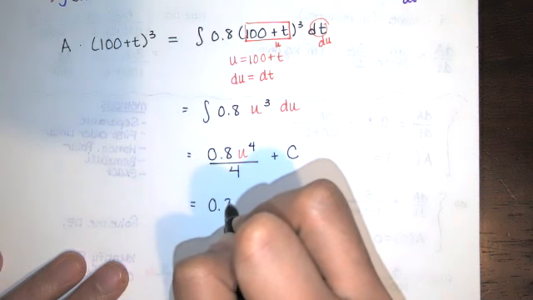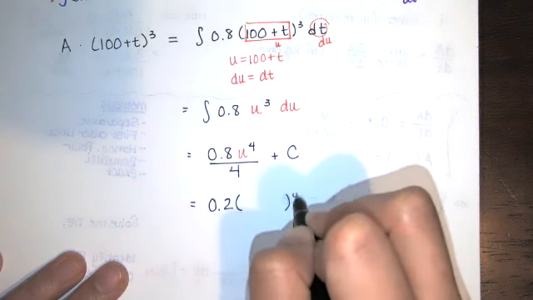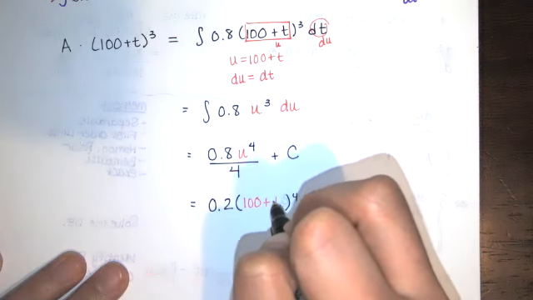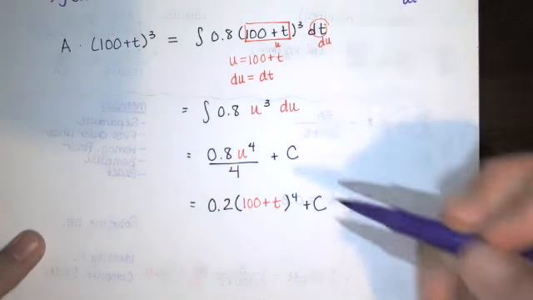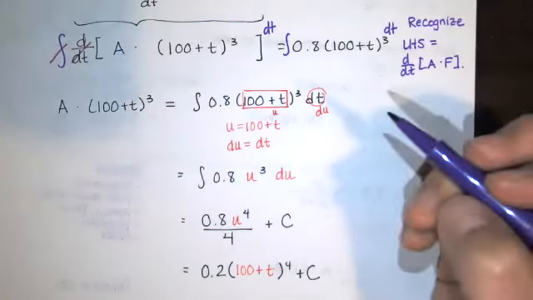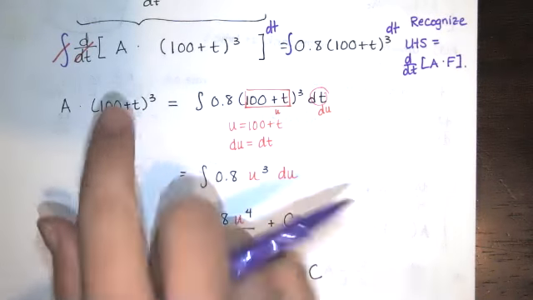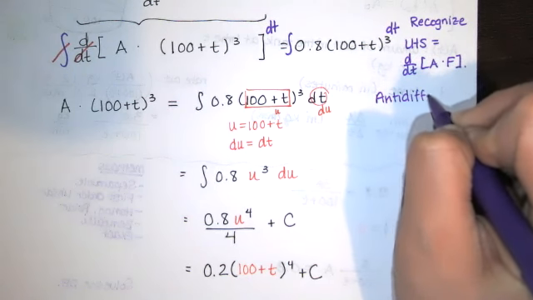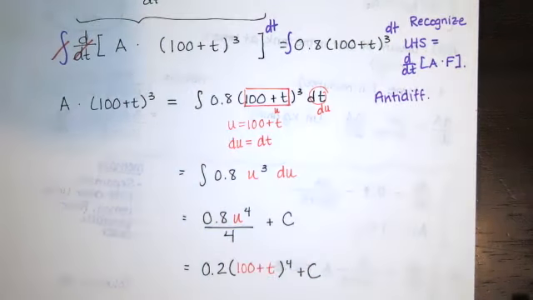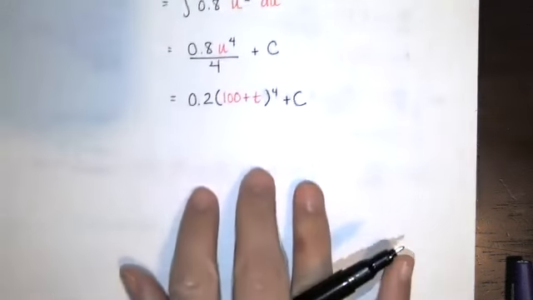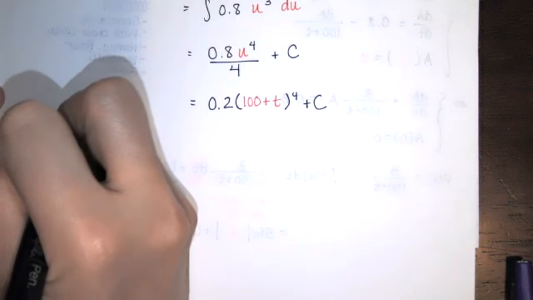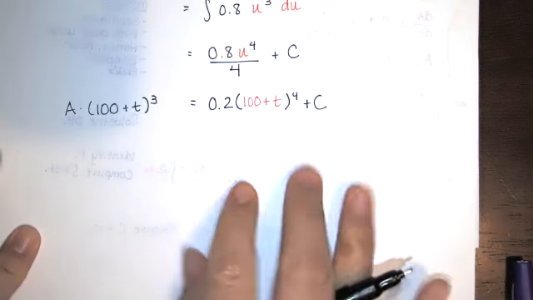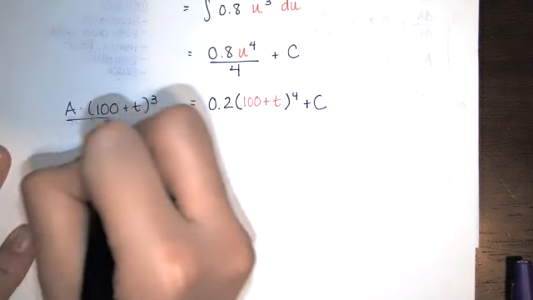0.8 divided by 4 is 0.2. And don't forget to back substitute. u is 100 plus t. And all of that was part of anti-differentiating both sides to get our dependent variable times the integrating factor by itself. And now we want to get that dependent variable by itself. So we'll just divide everything by the integrating factor.